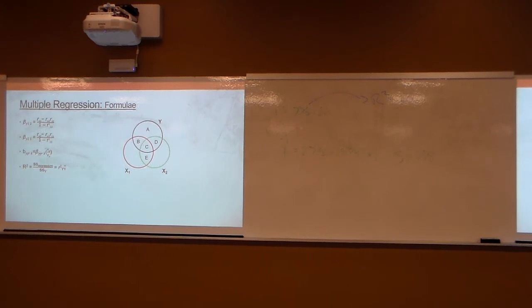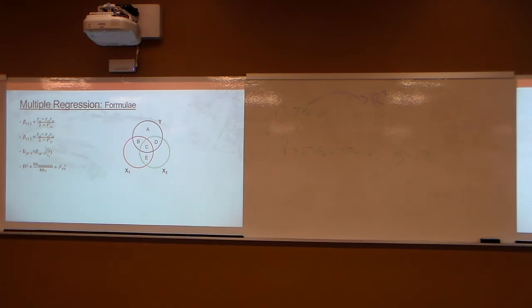Okay. So if I'm looking at my formula again here, my standardized coefficient for the regression of y onto x1 holding x2 constant is just going to be the correlation of y and x1 minus the correlation of y and x2 times the correlation of x1 and x2, over 1 minus the squared correlation of x1 and x2. Same thing with b. My standardized coefficient for x2 is going to be the correlation of y and x2 minus the correlation of y and x1 multiplied by the correlation of x1 and x2, over 1 minus the square of the correlation of x1 and x2.